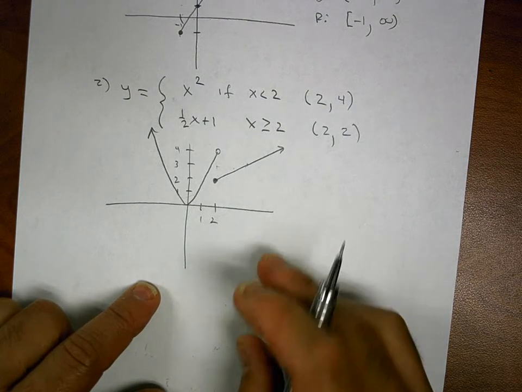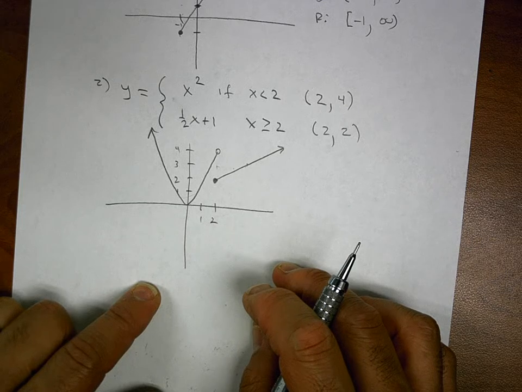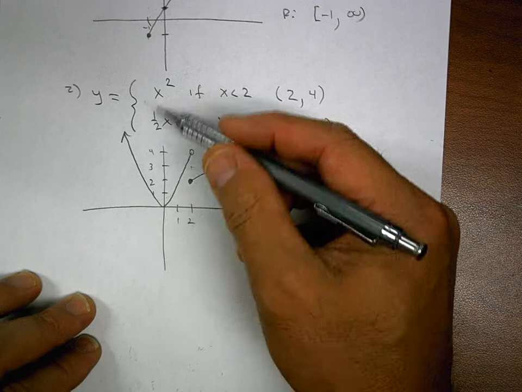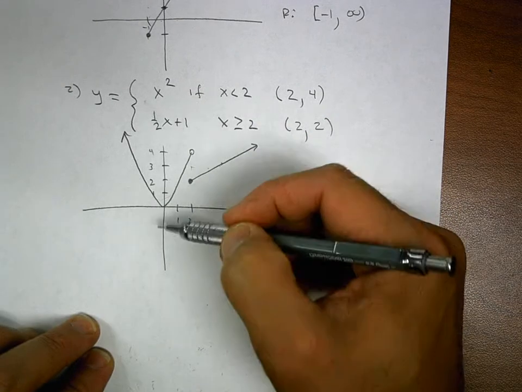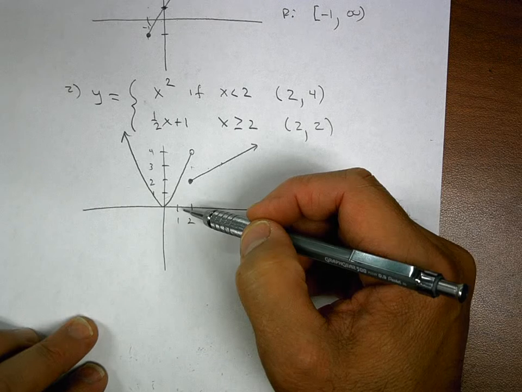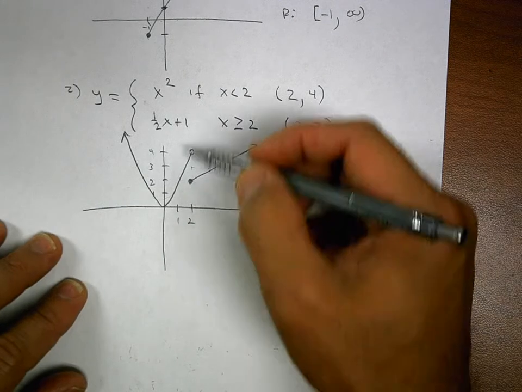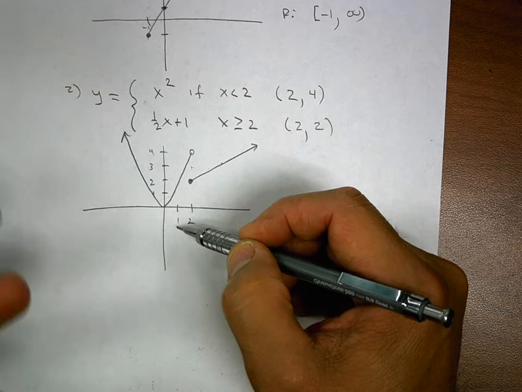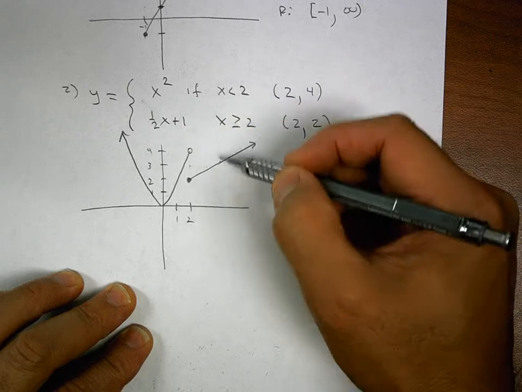By the way, have you guys heard of the vertical line test? Okay, what is the vertical line test? If you draw a vertical line anywhere, it only crosses the curve one time. If it passes the vertical line test, then it's a function. If it fails the vertical line test, then it's not a function. So this passes the vertical line test.